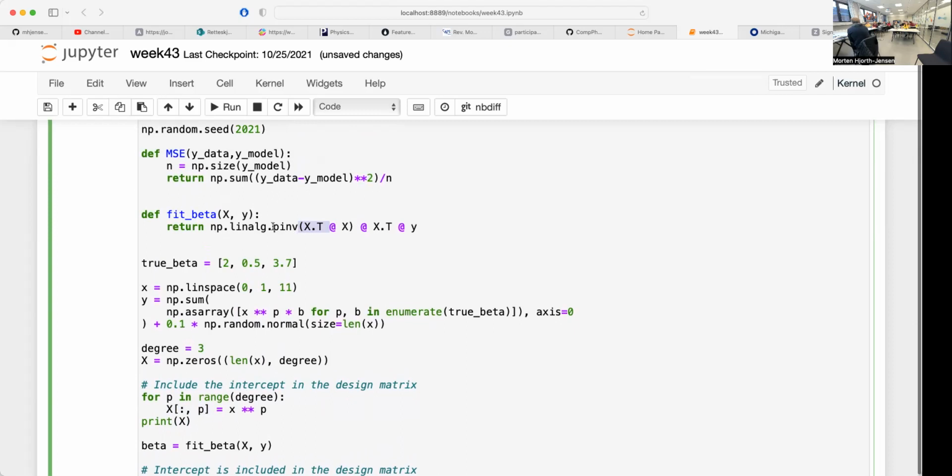And I calculate something which is called a pseudo inverse. I'm coming back to what that actually means when we have discovered the Lasso and ridge regression, and something which is called a singular value decomposition of a matrix. And then I multiply with a transpose. So this sign here means matrix multiplication.